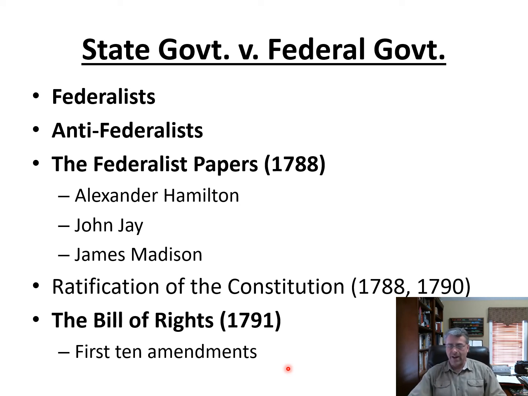But the Anti-Federalists argued back that, okay, we see your point, and we understand how that works, but we want it in writing. We want specific protections for the people's rights in writing in the Constitution. So the Federalists agreed, and one of the first acts of Congress was to write this Bill of Rights.